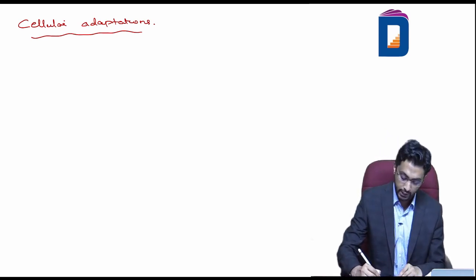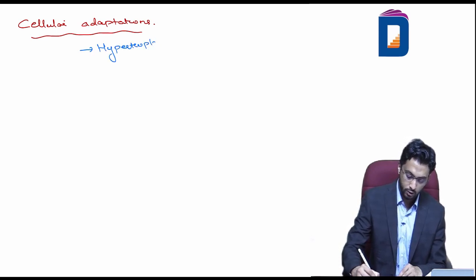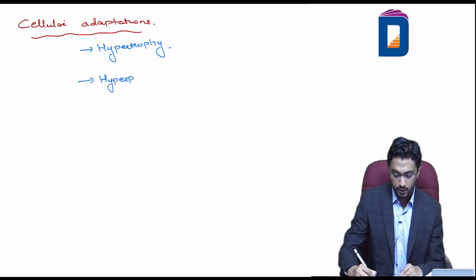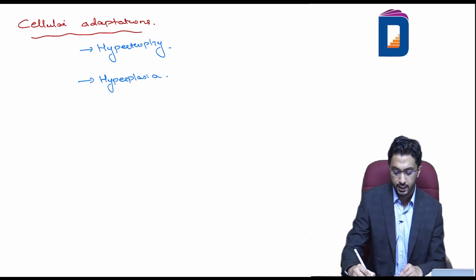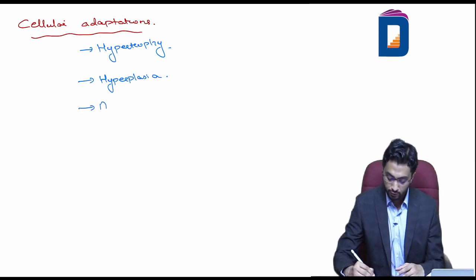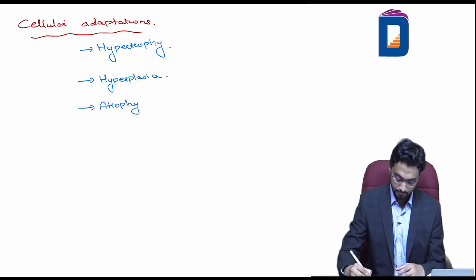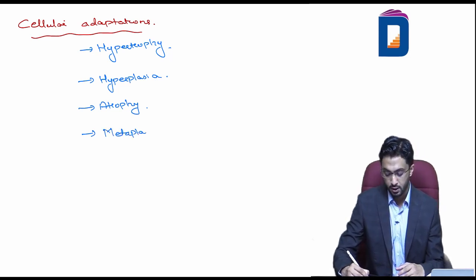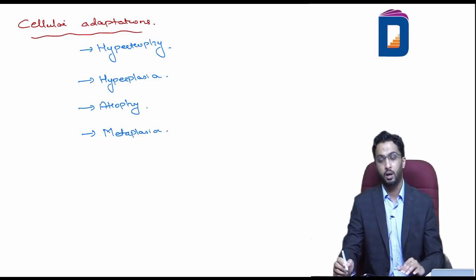So what are the different types of cellular adaptations? One is hypertrophy. You have heard of it, isn't it? The second is hyperplasia. You have to clearly understand this terminology: hypertrophy is the increase in size of cells, and hyperplasia is the increase in number. You have to clearly understand what happens in each. Then there is atrophy, and finally metaplasia. In 2020 there was an image-based question from metaplasia.